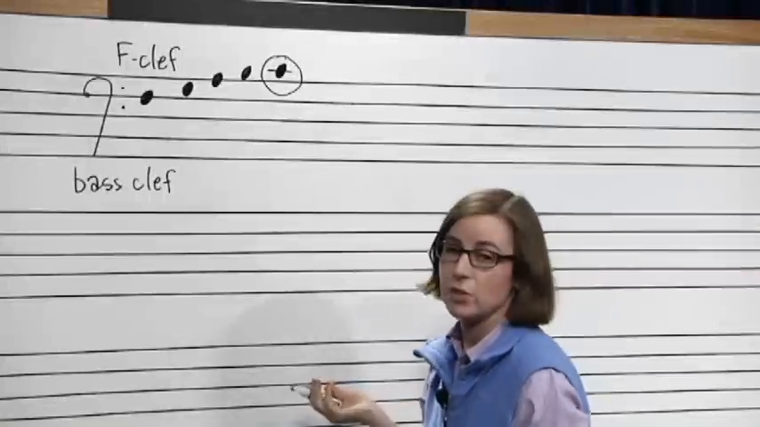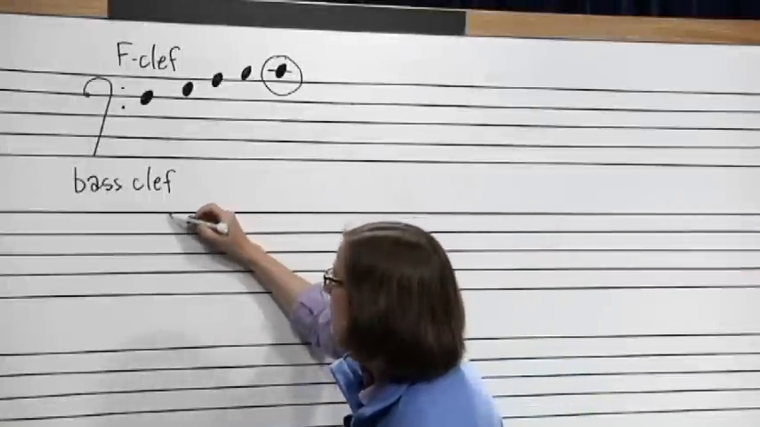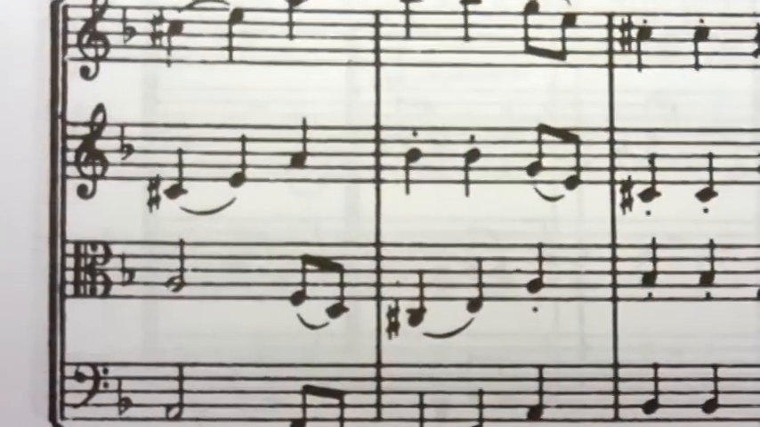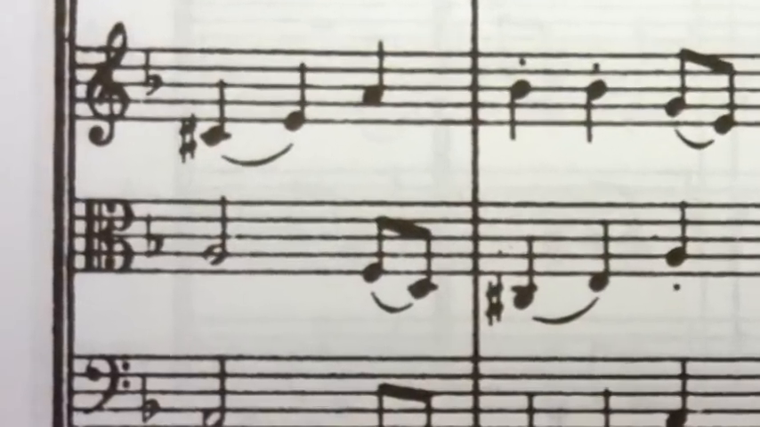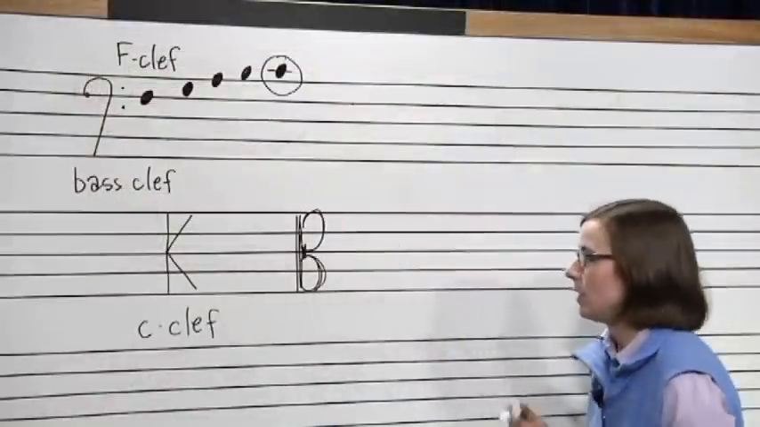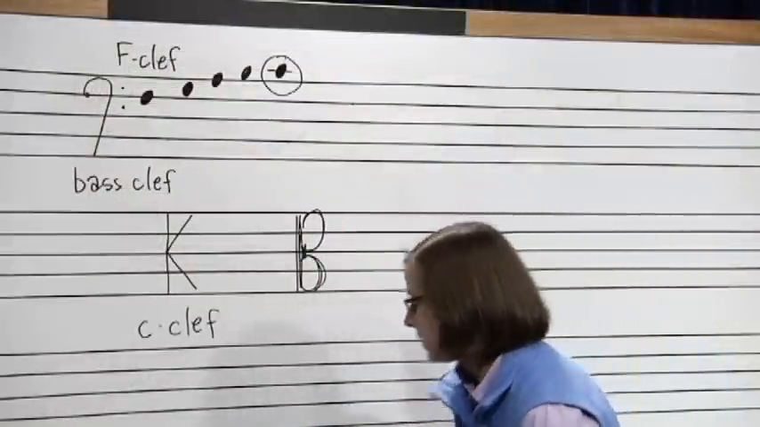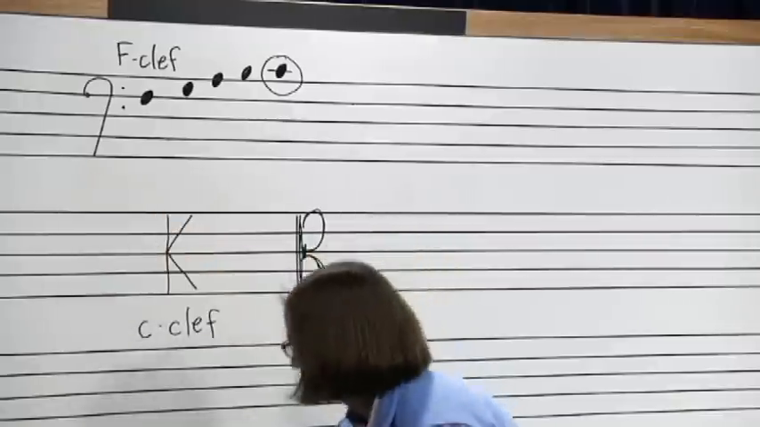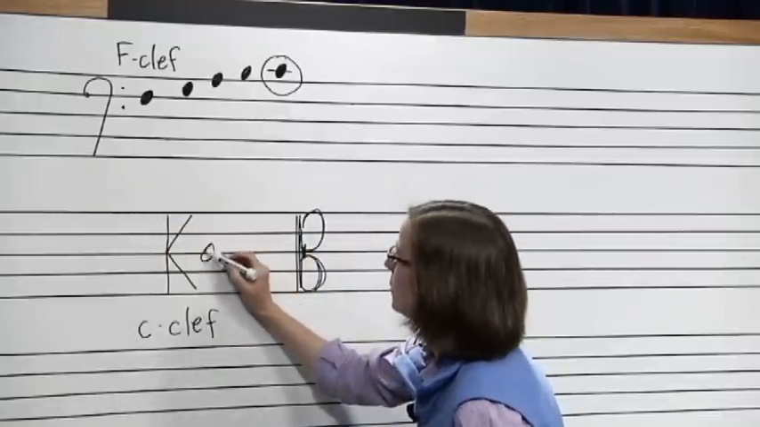There are a couple different ways you can make a C clef. The lazy way that I use is just sort of like a K, like that. Okay. But you'll also see it in printed music, and it looks a lot fancier, kind of like a B. Okay, it doesn't really matter how you make it, but in either case, that intersection of the lines or of these curves is going to be C, and it's going to be middle C. So right in there, there's middle C.